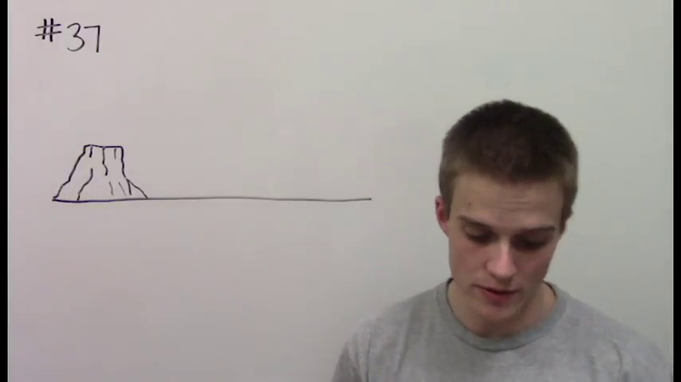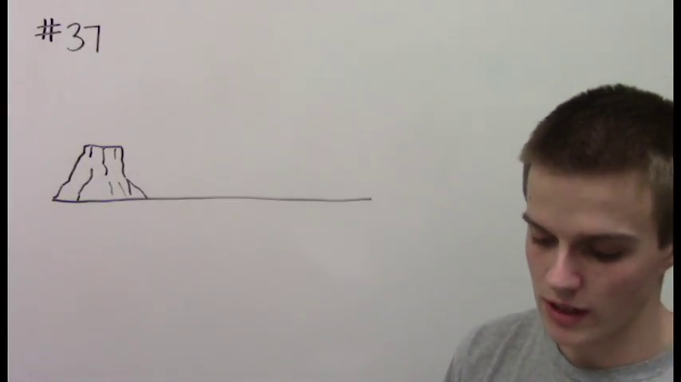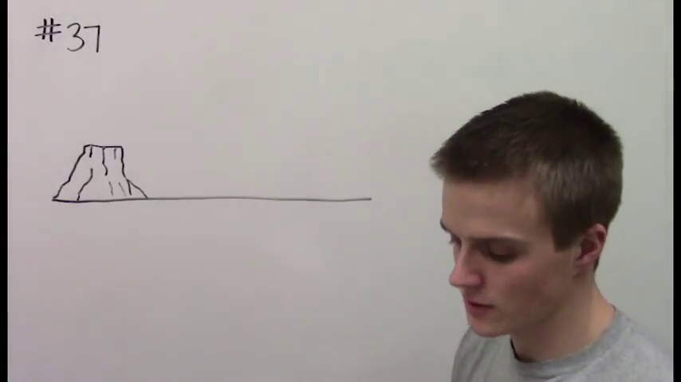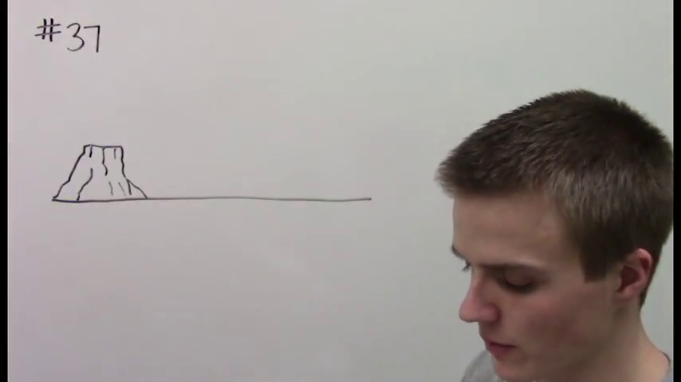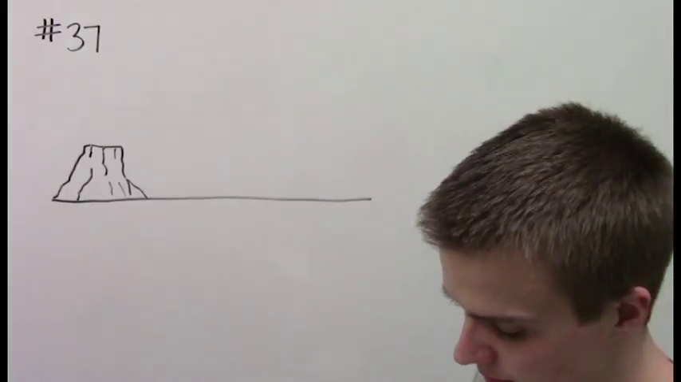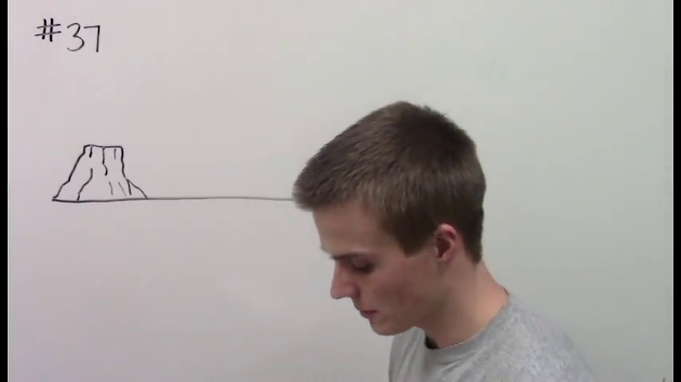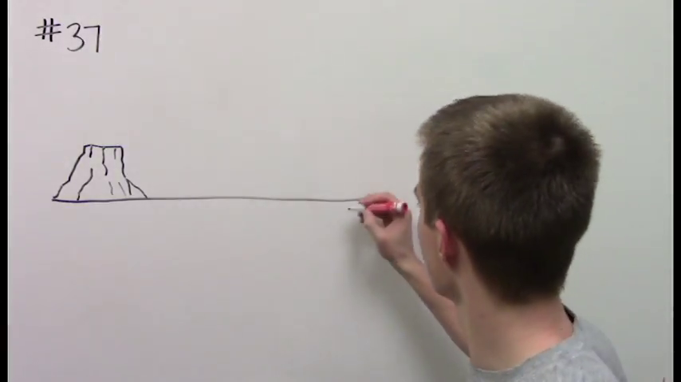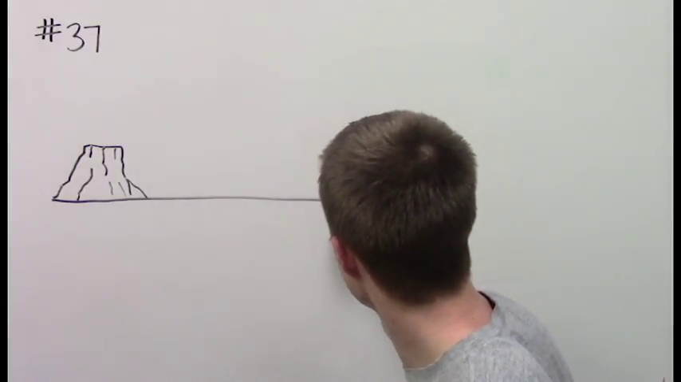So question number 37 says, in the movie Close Encounters of the Third Kind, there was a scene in which the star Richard Dreyfuss was approaching Devil's Tower in Wyoming. He could have determined his distance from Devil's Tower by first stopping at point P. We'll draw that right here. So he's approaching Devil's Tower. He stops at point P right here.